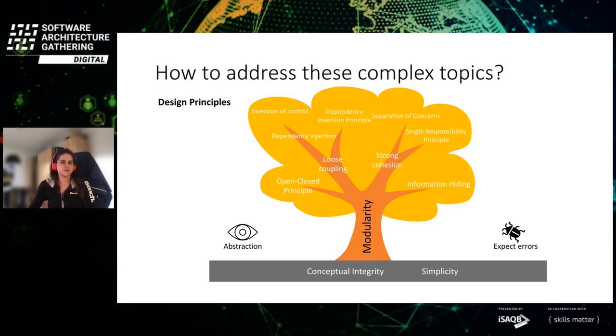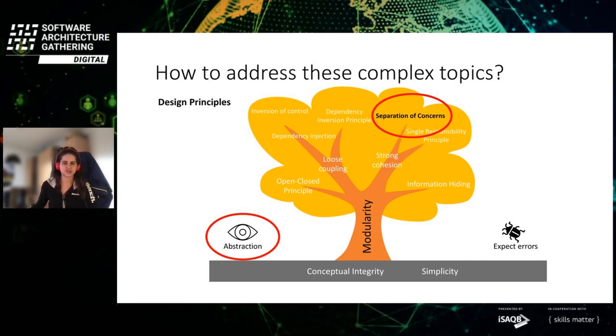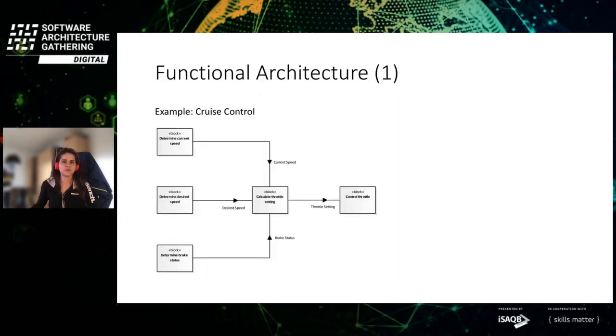For this, I would like to point out two design principles of architecture that you hopefully have heard of, such as the ones listed here: conceptual integrity, loose coupling, and so on. I do not want to go into detail on them. But in this talk, I'm especially interested in the topics of separation of concerns and abstraction. And for these topics, it's important for us to have a first look at functional architectures.